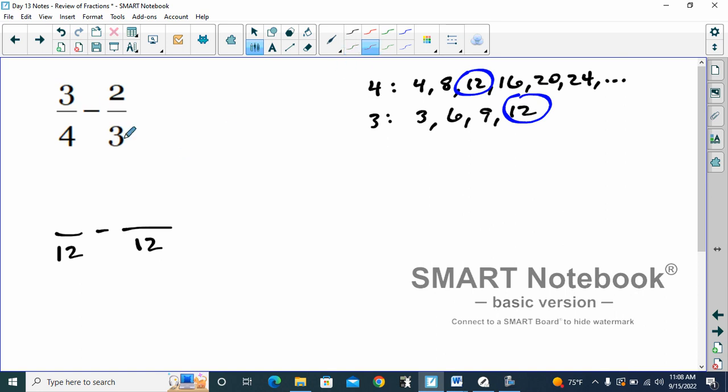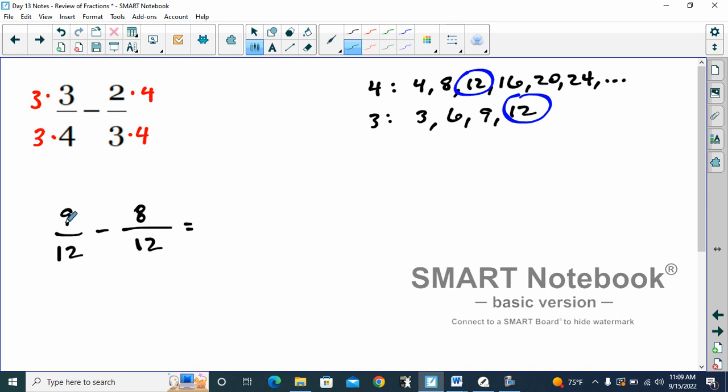We want to think through, what did I multiply 4 by to get 12? 4 times 3 gives me 12, so I need to multiply the top times 3. 3 times 3 is 9. 3 times what is 12? 3 times 4. So I need to multiply the top times 4. 2 times 4 is 8.